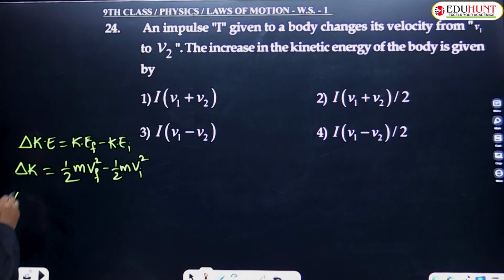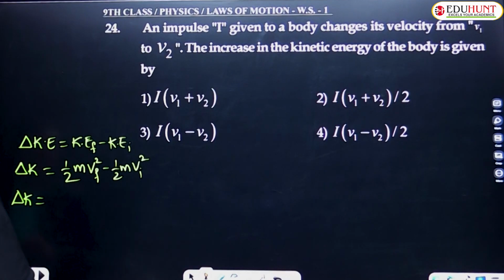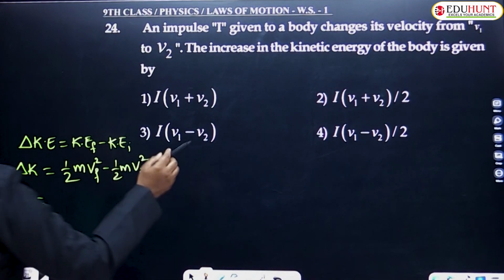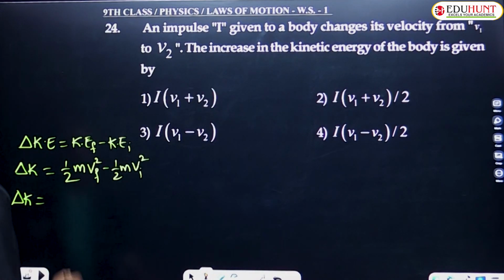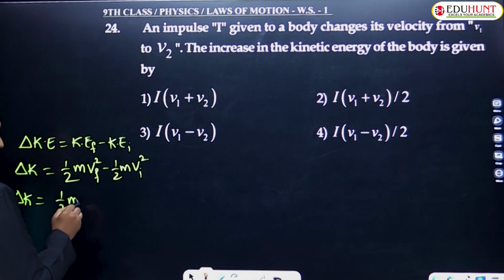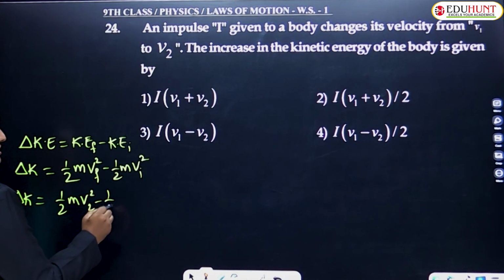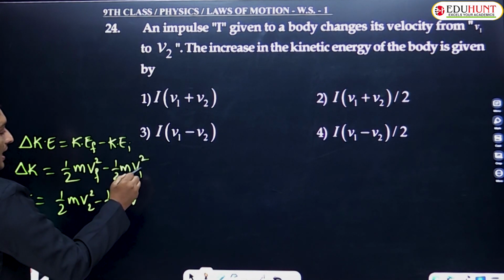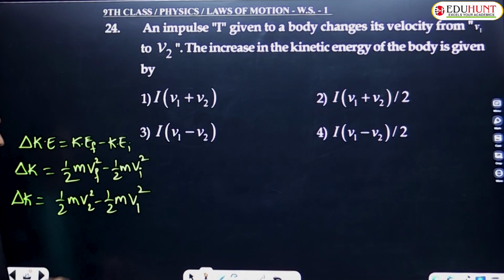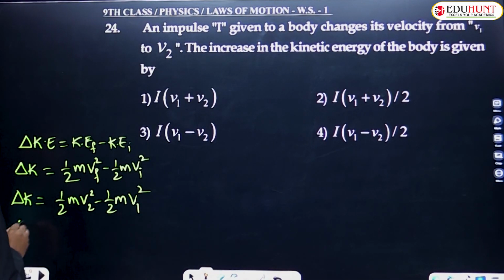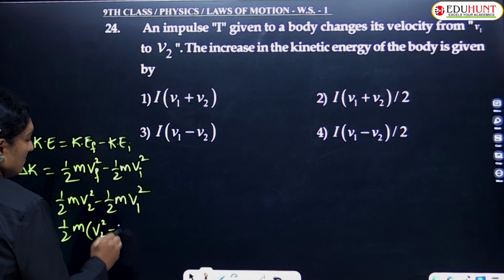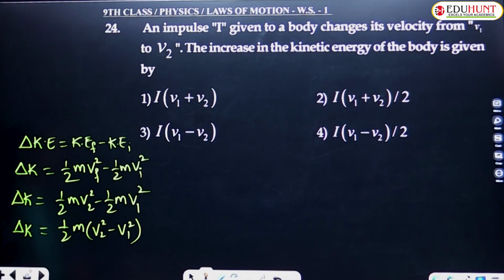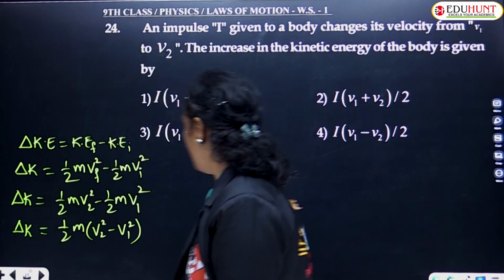That's it. Hence, the kinetic energy change can be written using the velocity change from v1 to v2 that was given. The final velocity was v2 square and the initial was v1. That's it according to the given data. Hence, change in kinetic energy is given as, let us take out half m common. Then you are left with v2 square minus v1 square. Up to this it is clear, children. I hope this is clear.